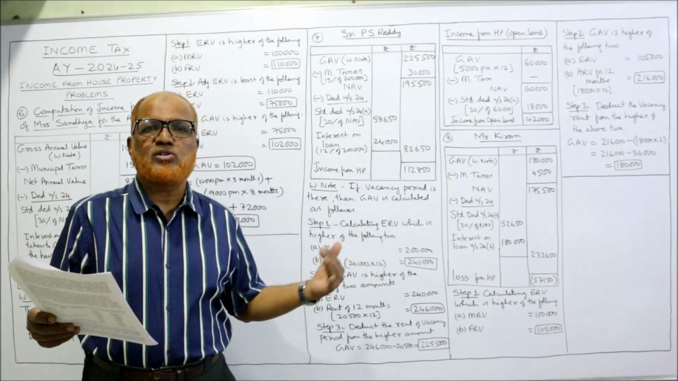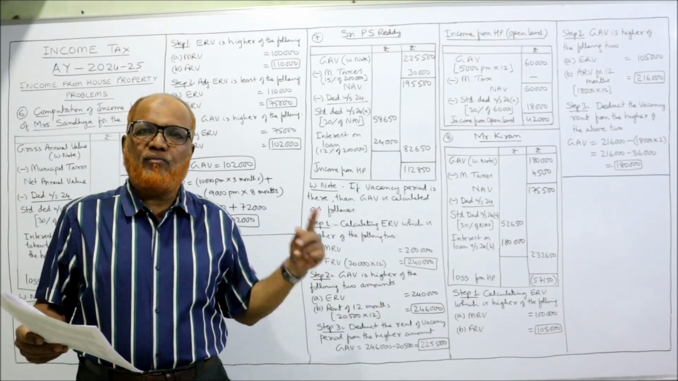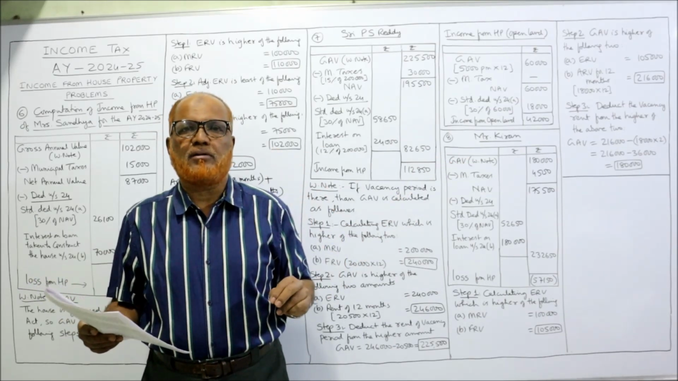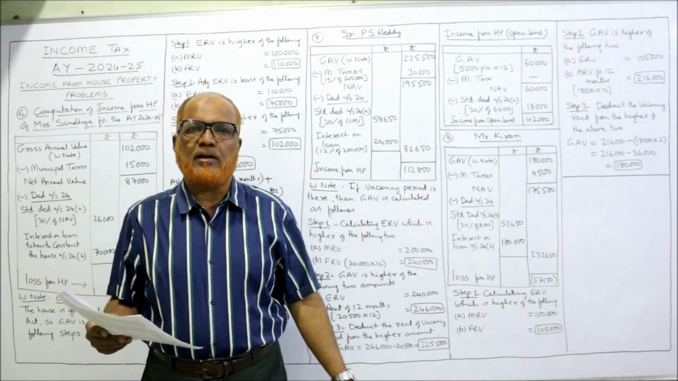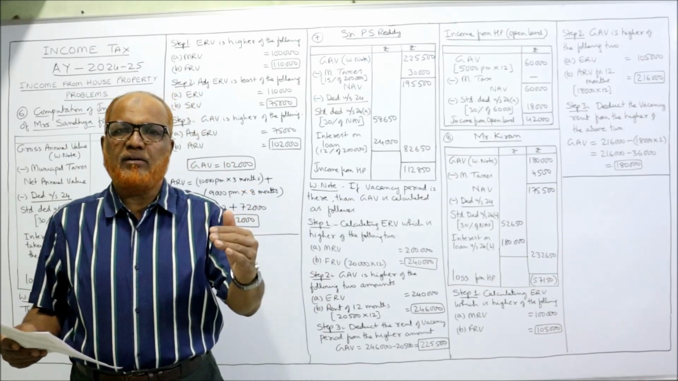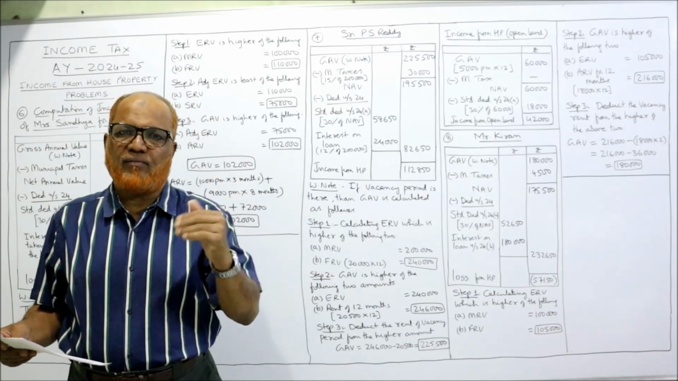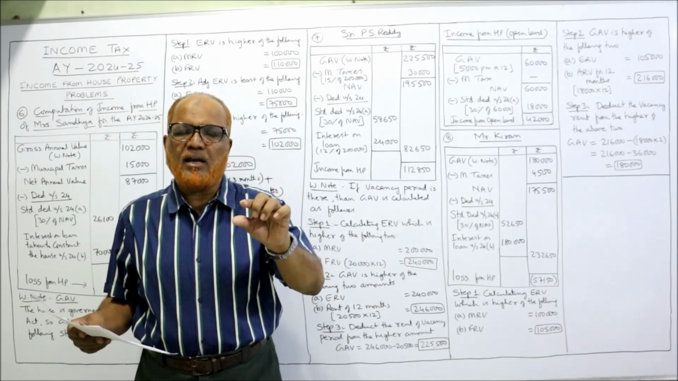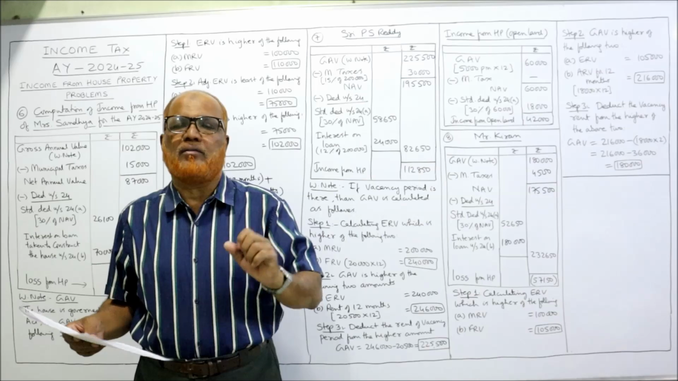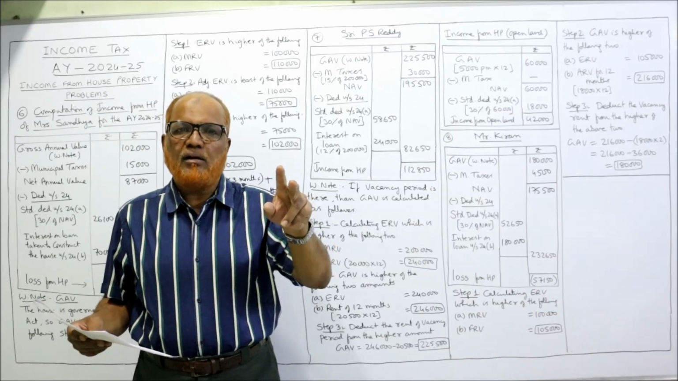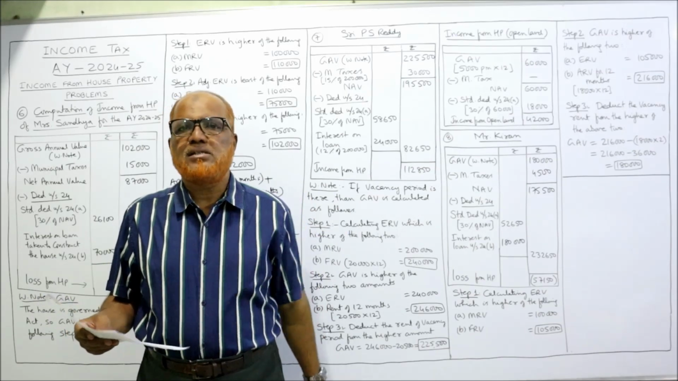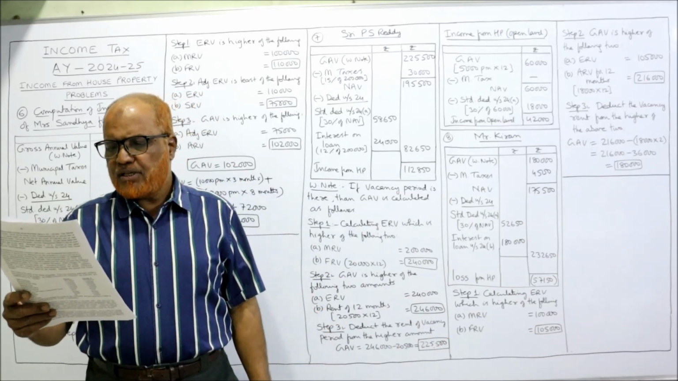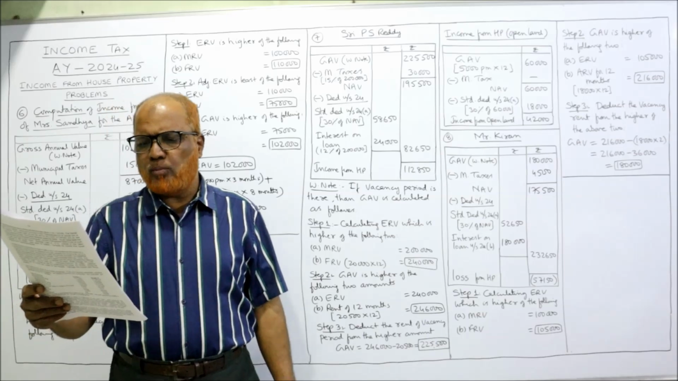Exactly similar to the previous problem. Previous problem, 1 month vacancy period, but now it is having 2 months vacancy period. Same 3 steps we apply. First step, ERV, which is higher of the following two, MRV, FRV. Second step, GAV is higher of the following two, ERV and actual rent for 12 months. Now take the higher, from that deduct the vacancy period rent. You will get GAV.